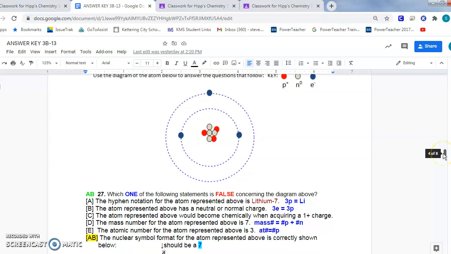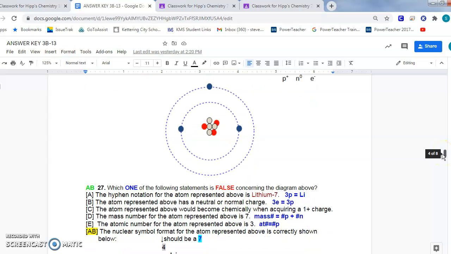All right, number 27 is dealing with the diagram above, where we have 2 electrons on the first level. That's all the first level holds, if you remember, because that first energy level is close to the nucleus. It doesn't have as much space. The second level is a little further from the nucleus. It now has more space. The second level can hold up to 8 electrons.